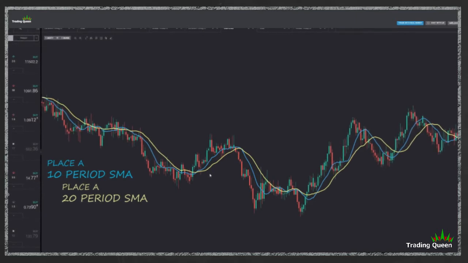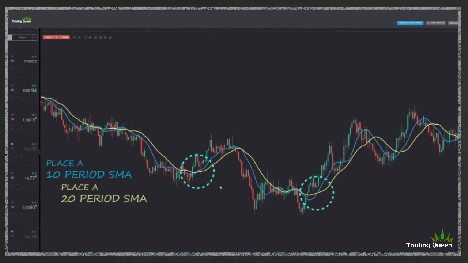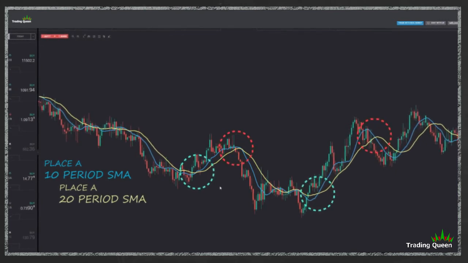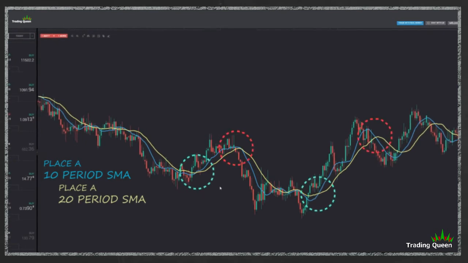When a shorter period moving average crosses above a longer period moving average, it signals that the trend is changing direction to the upside, and it may be a good time to buy. When a shorter period moving average crosses below a longer period moving average, this is considered a bearish signal that the trend may be changing towards the downside, and it may be a good time to sell. No matter which two time periods you use, this principle will remain the same.